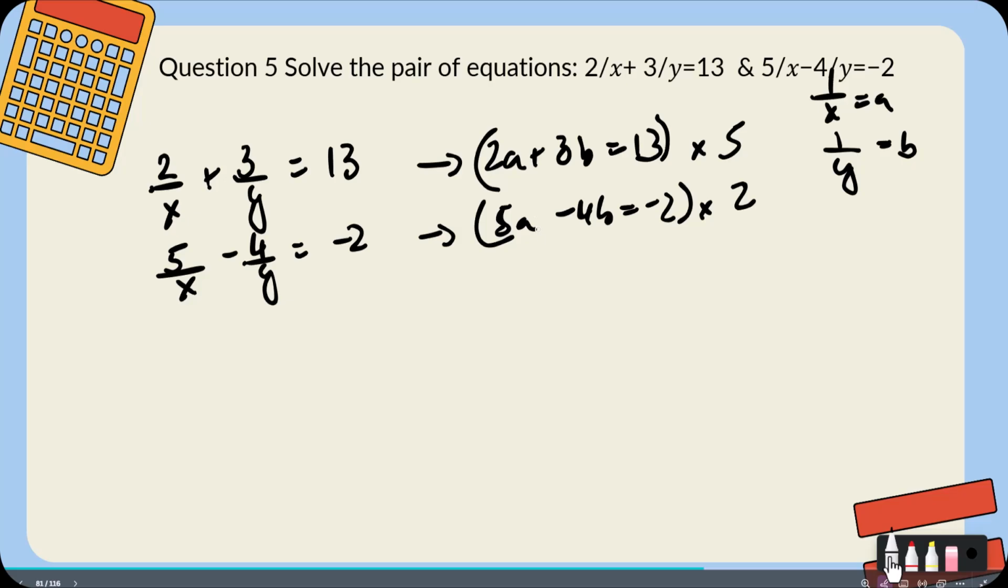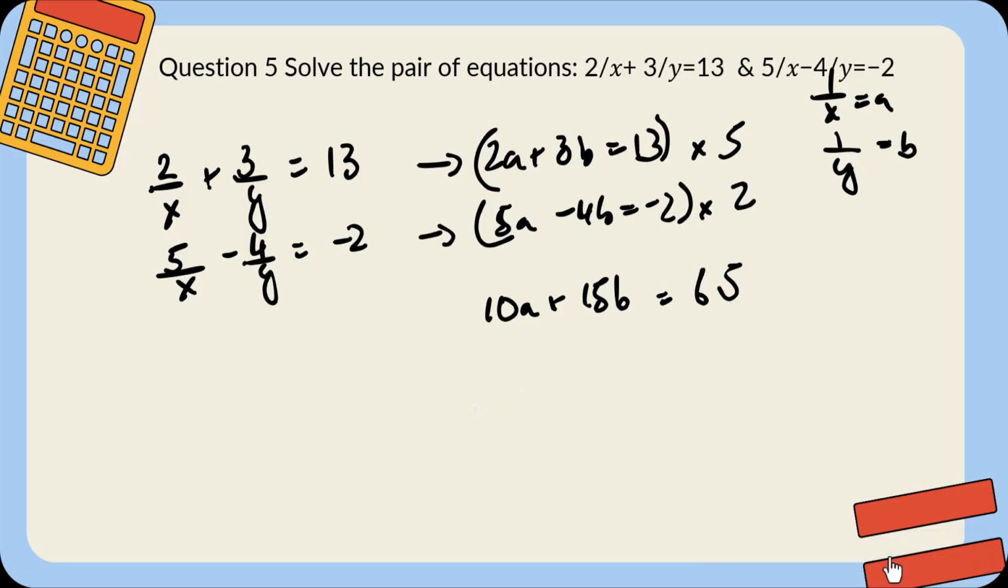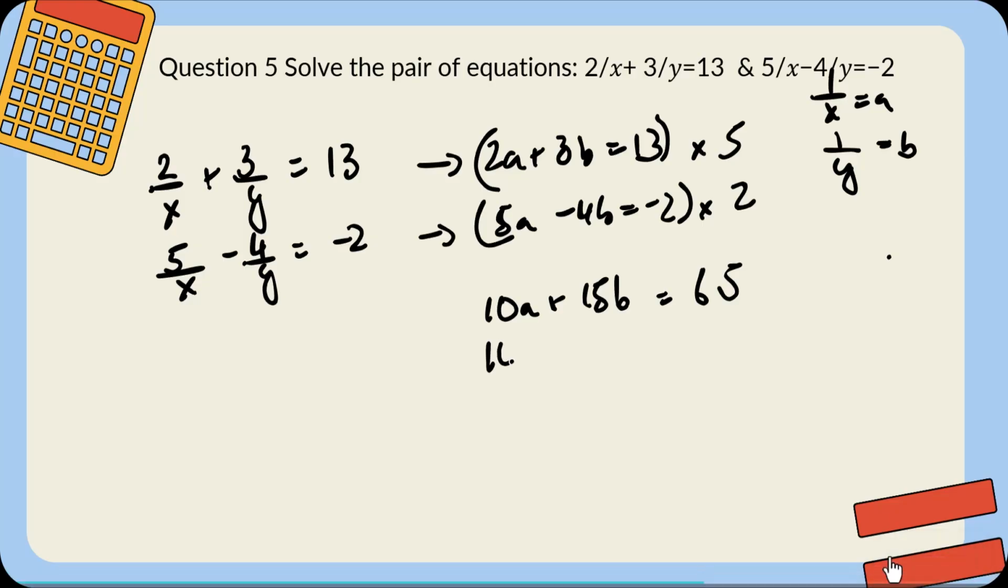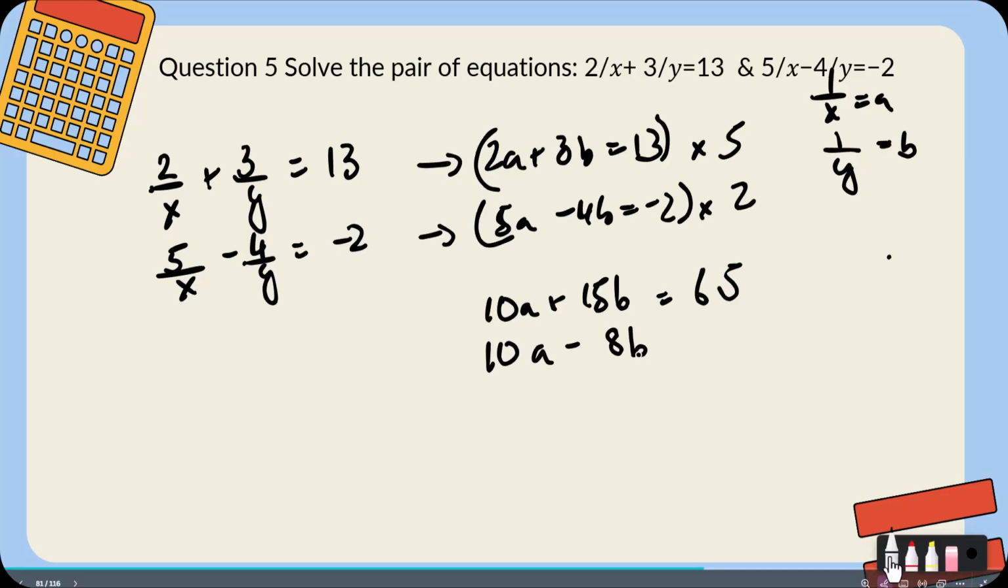So we'll first multiply with 5 in the first equation, 2 with the second equation. So we'll get 10a plus 15b is equal to 13 into 5. It will become 65, right? Then we have 2 into minus 2 will become minus 4, 5 into 2 is again 10, and we have minus 8b, right? So these are our answers. So the answer will be 10a minus 8b is equal to minus 4.